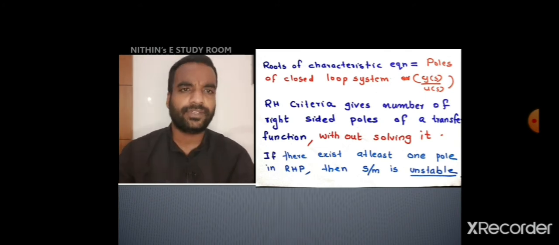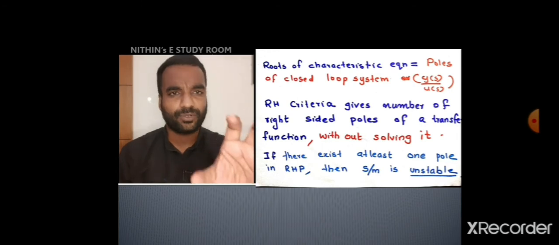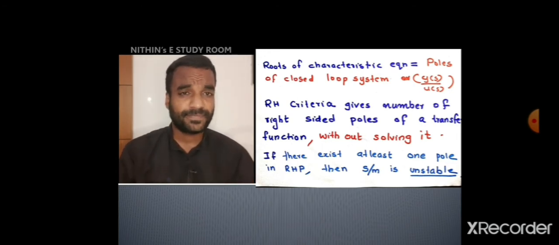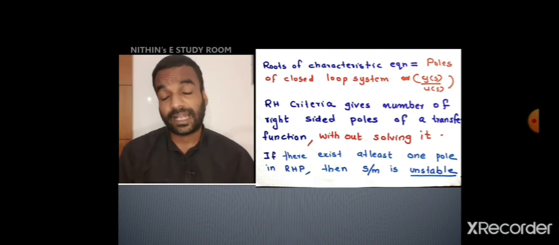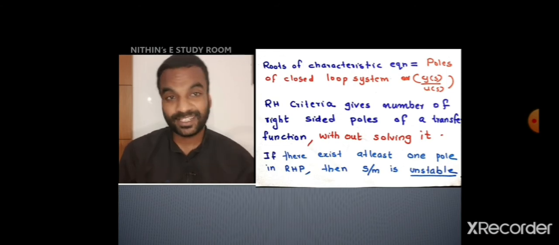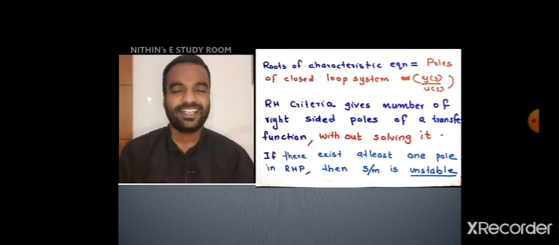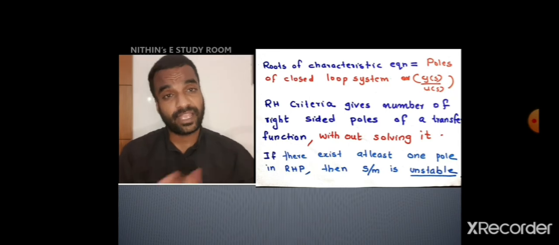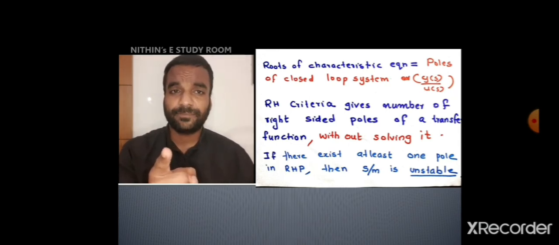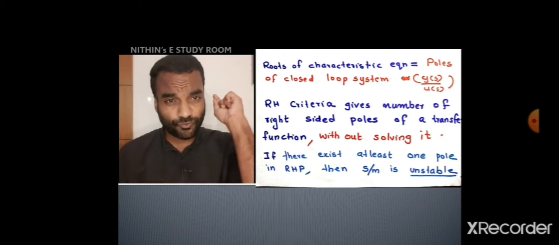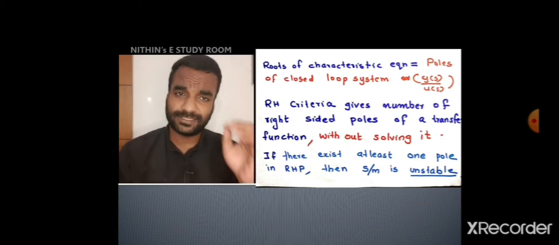Finding the factorial is somewhat difficult. In such a case, if you have the RH stability criteria, you don't need to solve the transfer function or the characteristic equation. Without solving, you can easily find how many poles are on the right side and how many are on the left side, and you can easily understand whether the system is stable or unstable. Once more, what is the condition for instability? Even if at least one pole is present on the right side, the system will be unstable.